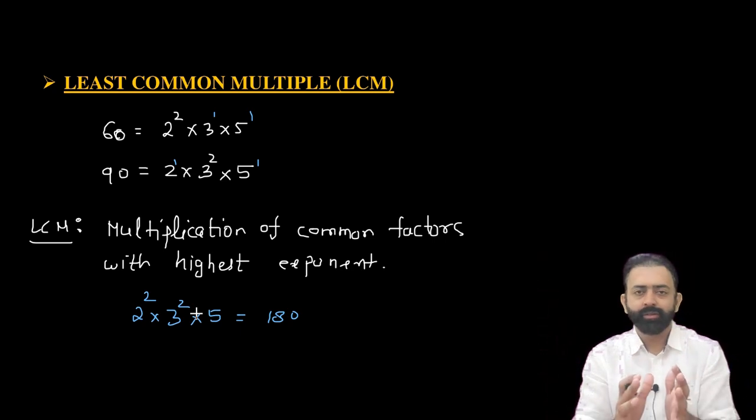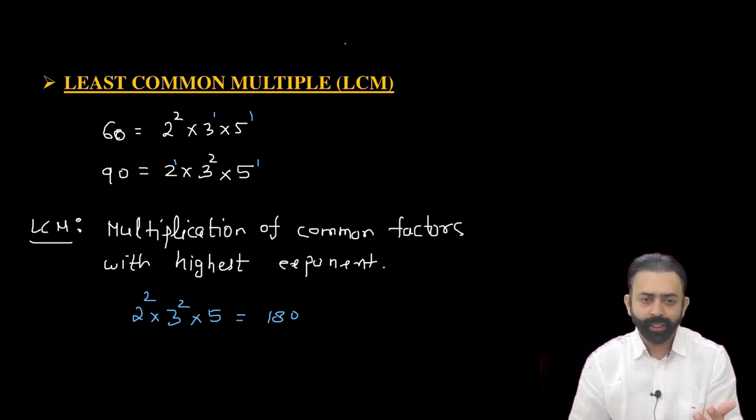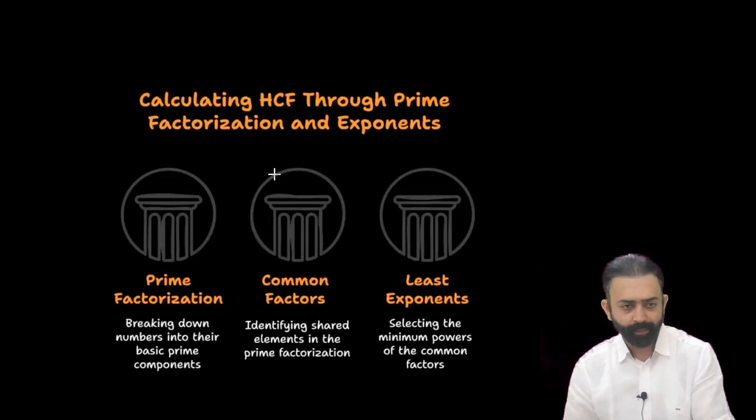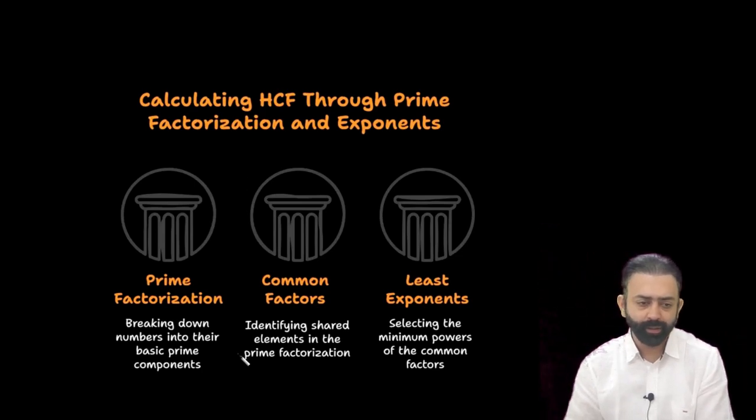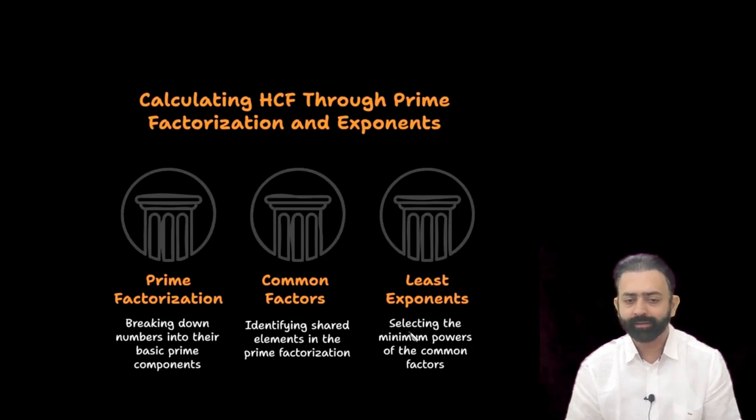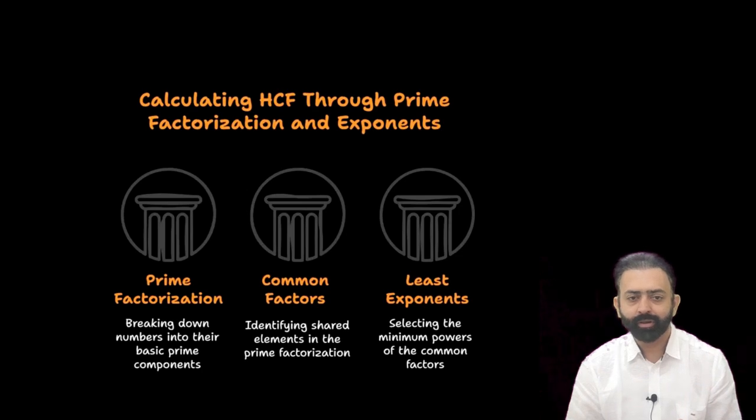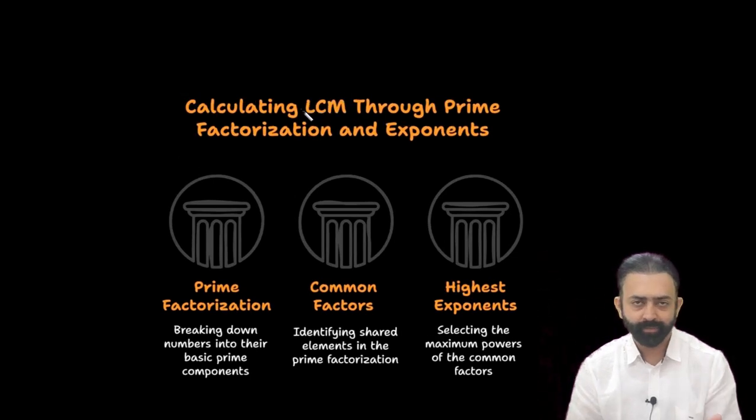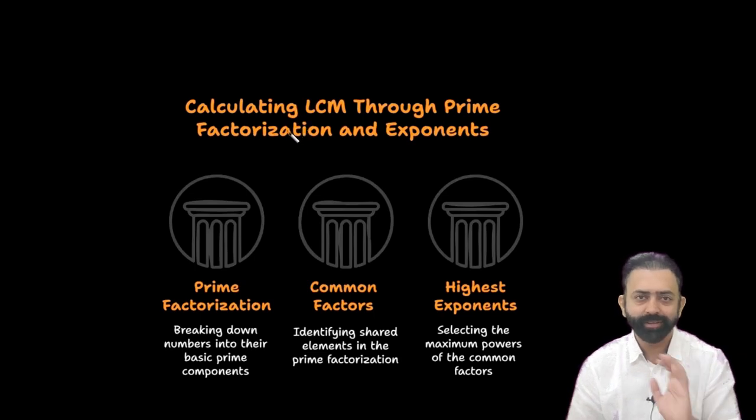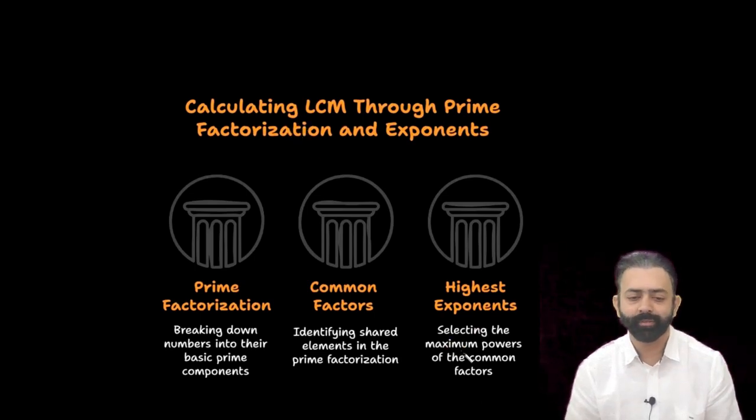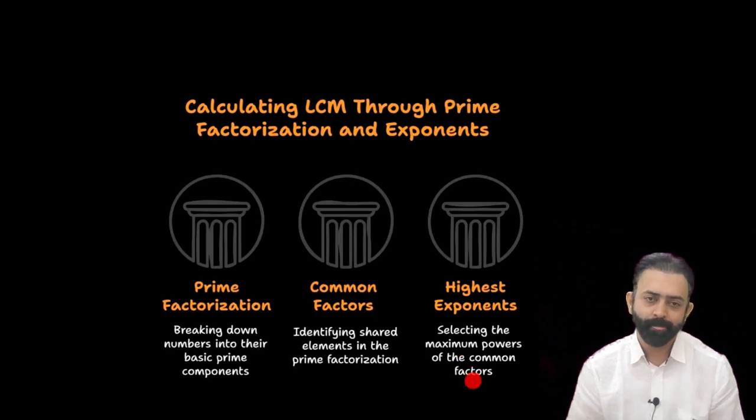Fine. So let us summarize how to find out HCF and LCM. You may take a picture of this: calculating HCF through prime factorization and exponents. It says breaking down the numbers into their basic prime exponents, then identifying shared elements in the prime factorization, that is finding out the common factors, and then selecting the minimum power of the common factors. This minimum is for finding out the HCF. The same figure is for LCM, but only one thing makes a difference, which is we need to select the highest or the maximum powers of the common factors, right?